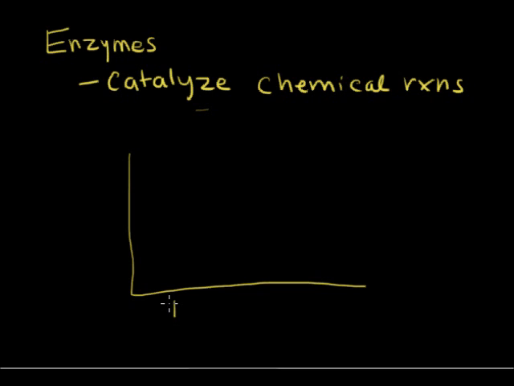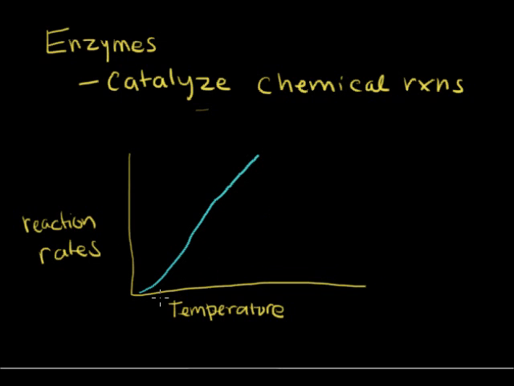So if we plotted temperature with reaction rates, you would see an increase, right? You would see, okay, as temperatures increase, you also have these reaction rates increasing. And so you might ask, okay, so why don't we just produce a lot of body heat and have really fast chemical reactions?